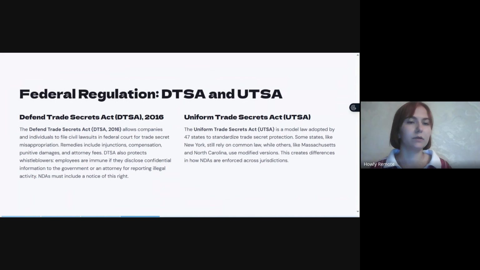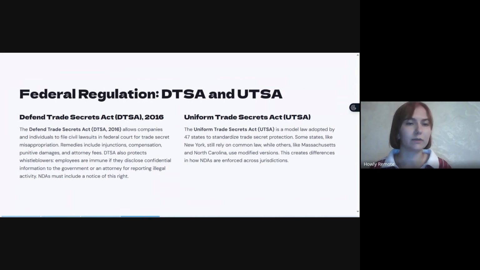For example, in the case Tata Consultancy Services versus DXC Technology in 2022, a federal court used the DTSA to prevent the use of IT infrastructure data that had been taken in violation of an NDA.